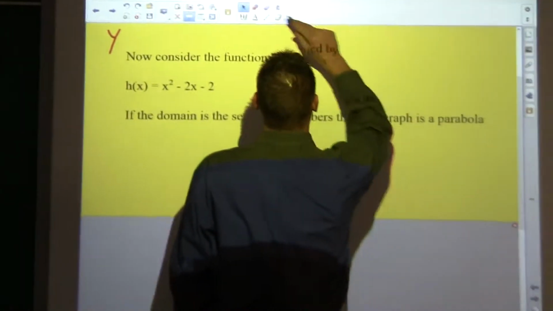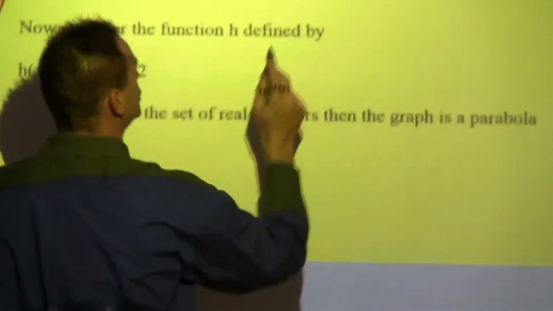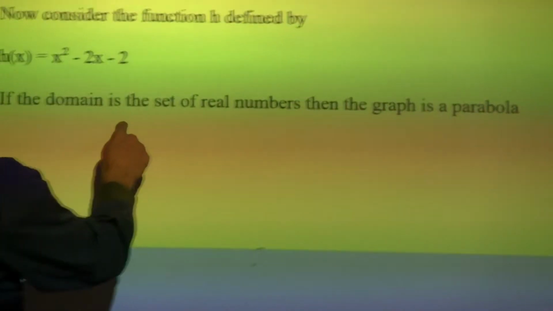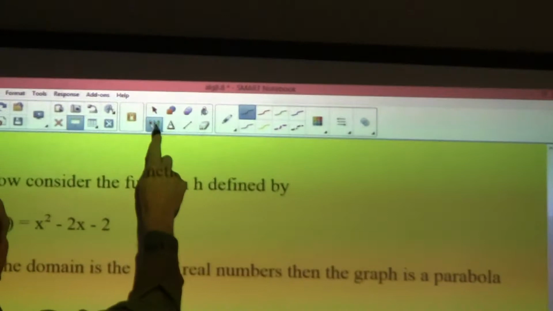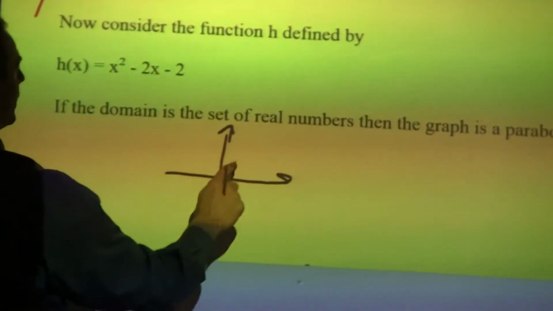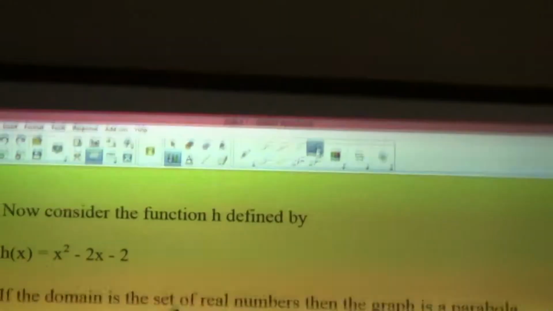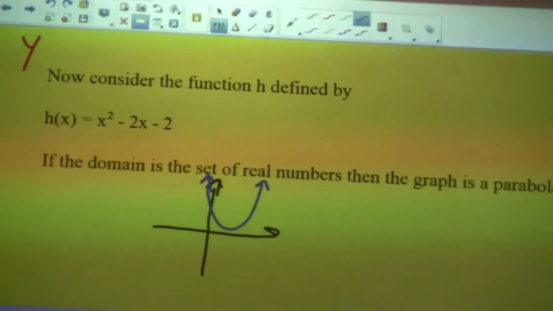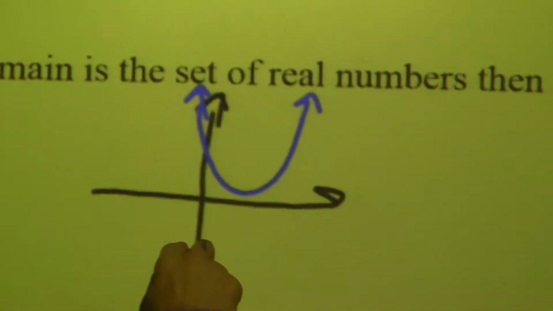A parabola generally will look like this in a coordinate plane. So I'm going to quickly sketch a coordinate plane. The sketch of a parabola would look like this. That's a right side up. This is an upside down. That's what a parabola looks like.